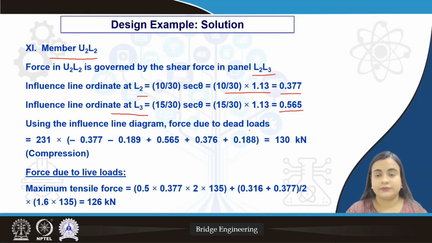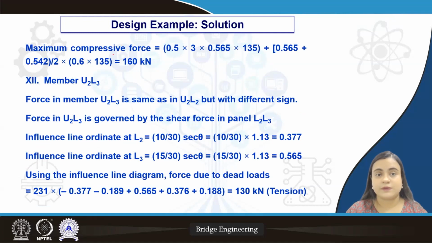Using the influence line diagram, the force due to dead load can be obtained as 31 times minus of 0.377 minus of 0.189 plus 0.565 plus 0.376 plus 0.188. That gives us 130 kilonewton in compression. Force due to live load will be obtained by using the influence line diagram. The maximum tensile force will be 0.5 times 0.377 times 2 times 135 plus 0.316 plus 0.377 divided by 2 multiplied by 1.6 times 135, that is equal to 126 kilonewton.